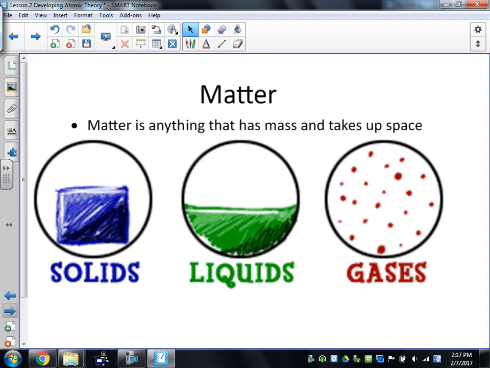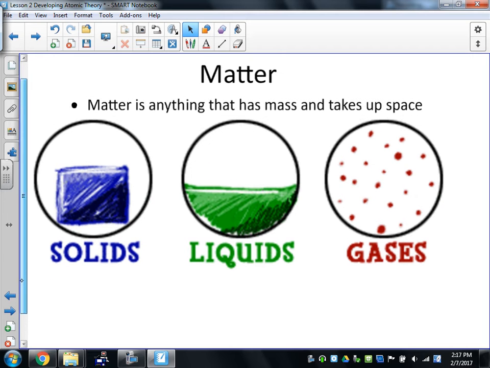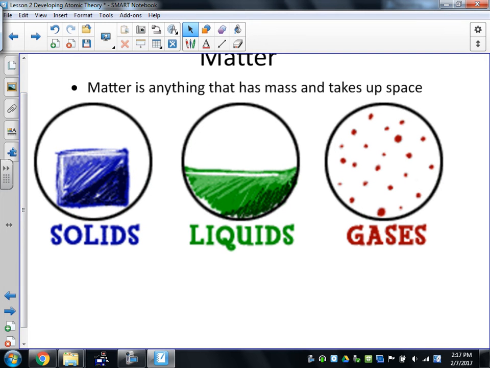What would we consider to be matter? We're going to talk about this a little bit just because this term quite often comes up with the history of the atom and things like that. So matter is anything that has a mass and takes up space. Solids are considered to be matter, of course. They take up space. Liquids take up space as well. And gases, okay? They do take up space, even though we can't always see them. So matter is anything that has a mass and takes up space. Solids, liquids, or gases, okay?